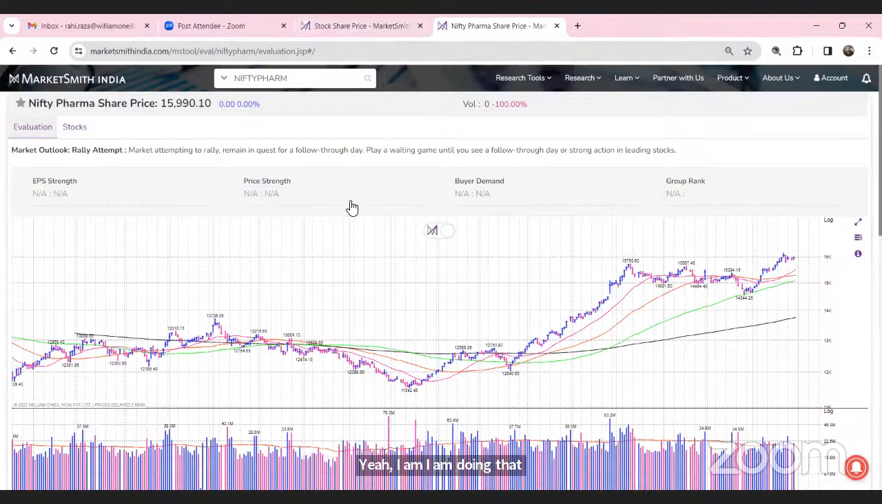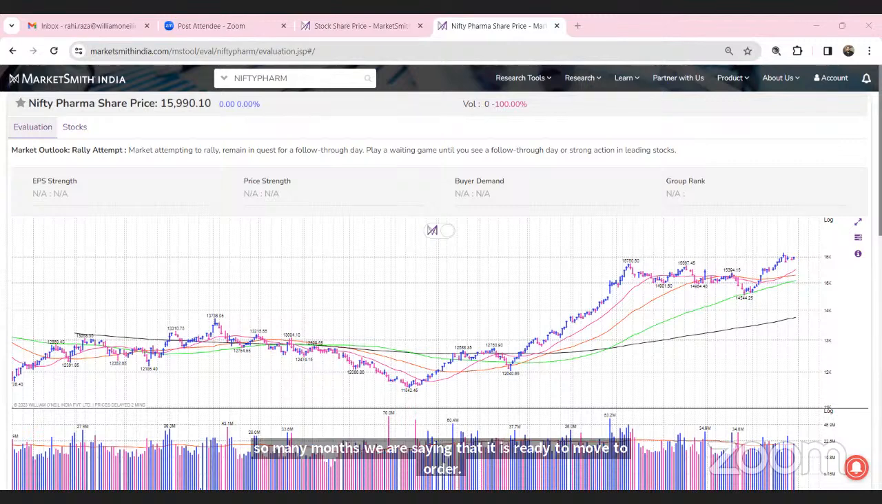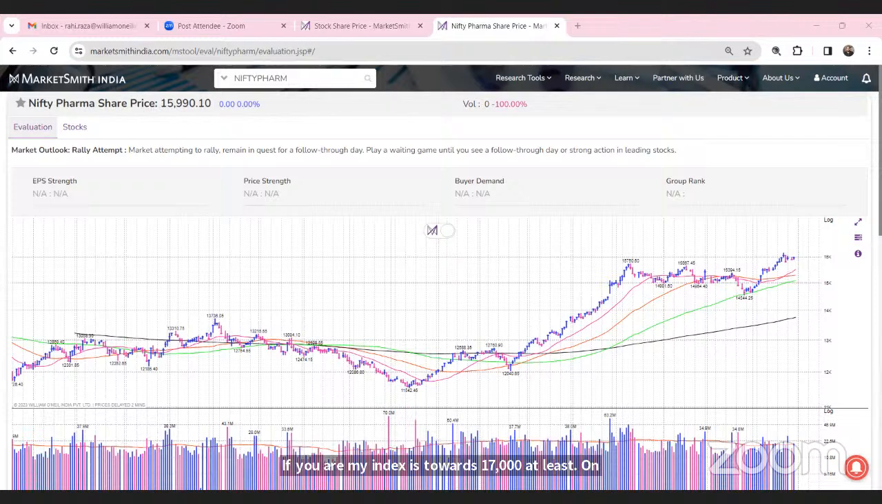Okay, thank you. If I talk about Nifty Pharma, it is clearly in a bullish trend, and for many months we have been saying that it is ready to move towards 17,000 at least on the basis of Fibonacci retracement level. But obviously, after entering a fresh bullish trend and the way it has given a flag pattern breakout, that is not the final target. That is only the working target from a mid-term perspective.